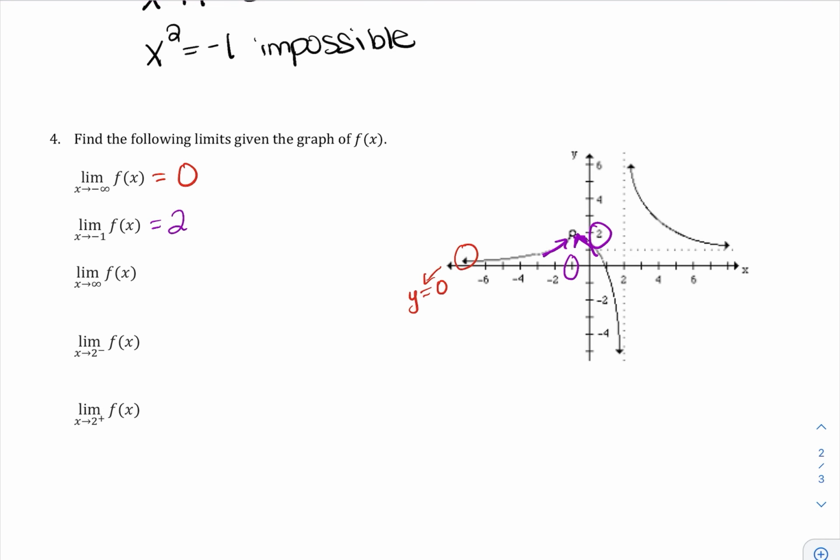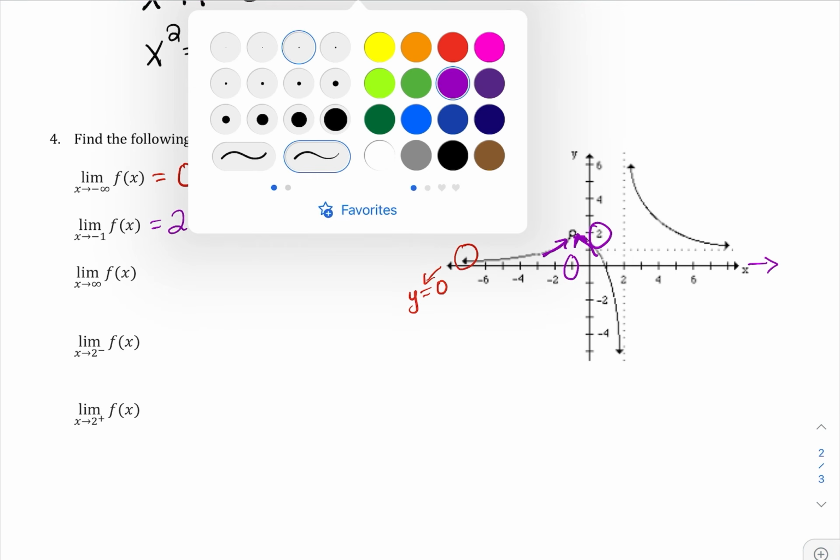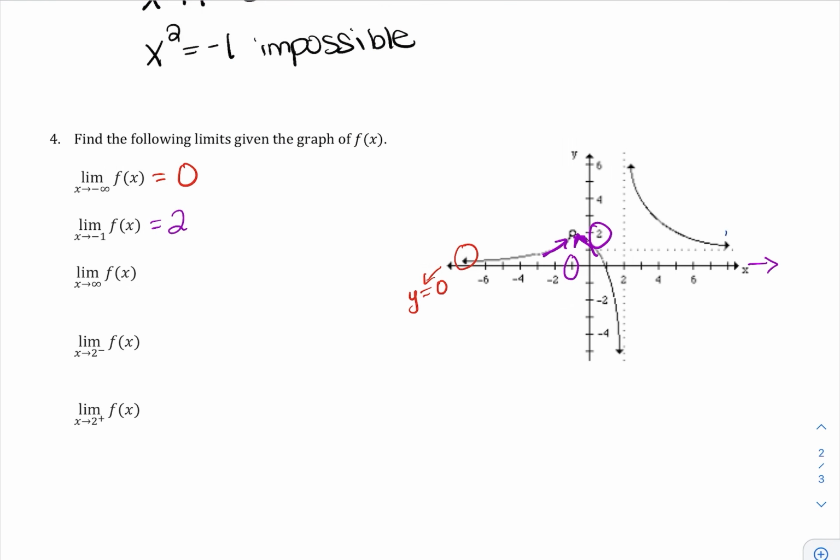Now let's take a look at the limit as x goes to infinity. So this would be going in this direction. Let's change colors. So this is this line right here. And as you take a look, there's an asymptote there, and that asymptote is y equals 1. So as x is going to infinity, your y's are getting closer and closer to the asymptote, which is 1.